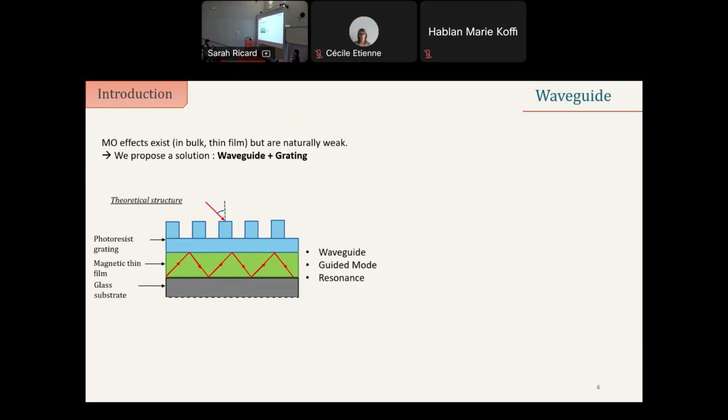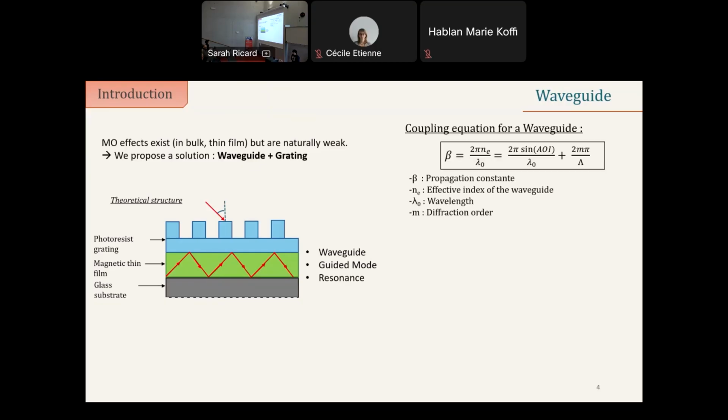Without a grating, we can observe magneto-optic effects, but they will be quite low, as I said. So the idea is to add a grating, here a photoresist grating, and what we will observe is a guided mode resonance at a certain wavelength that is given by the coupling equation for the waveguide. We will have a resonance, and at this particular wavelength, we will have an increase of the magneto-optic effect.